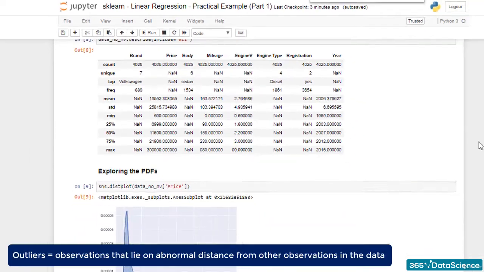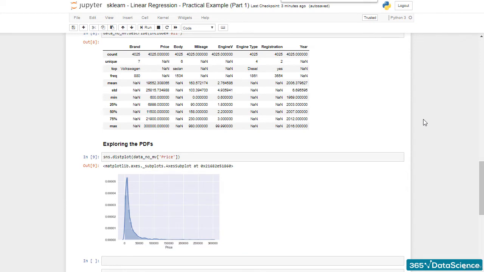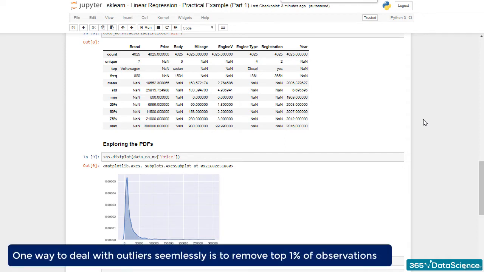Outliers are observations that lie at an abnormal distance from other observations in the data. They will affect the regression dramatically and cause coefficients to be inflated, as the regression will try to place the line closer to those values. One way to deal with that seamlessly is to remove the top 1% of observations.